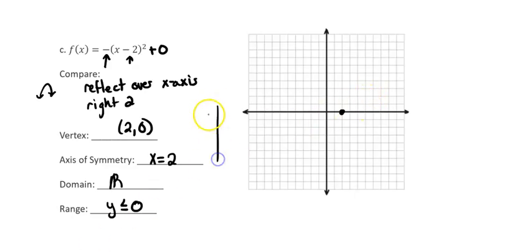And now, once again, you can make a table and find the other points, or since it did not stretch or shrink, you know it has that shape where it goes over 1, up 1, over 2, up 4, over 3, up 9, except it opens down. So it goes over 1, down 1, back to the vertex, over 2, down 4, back to the vertex, over 3, down 9. But if that does not make sense to you, just make your table.